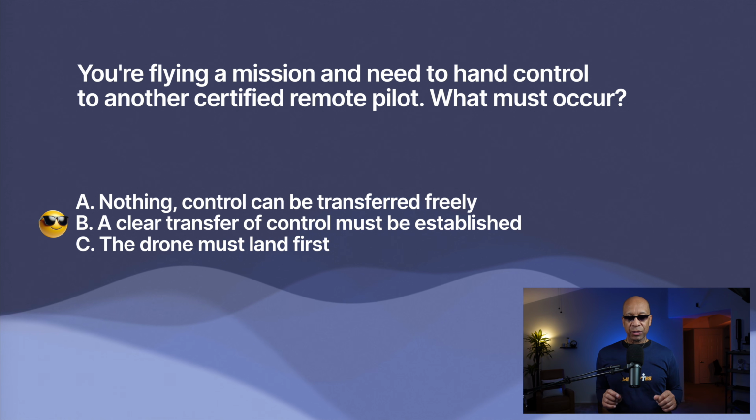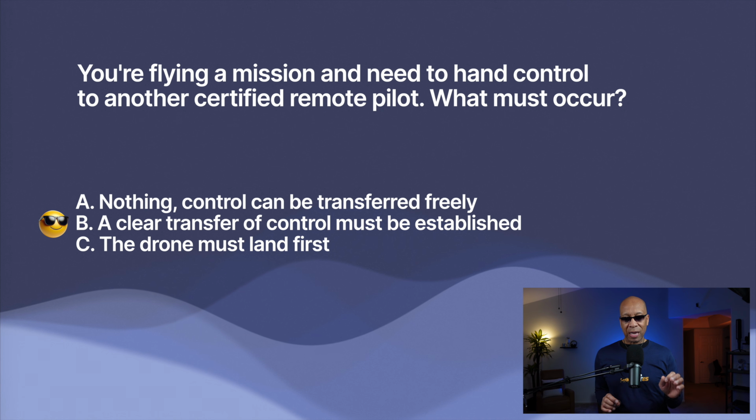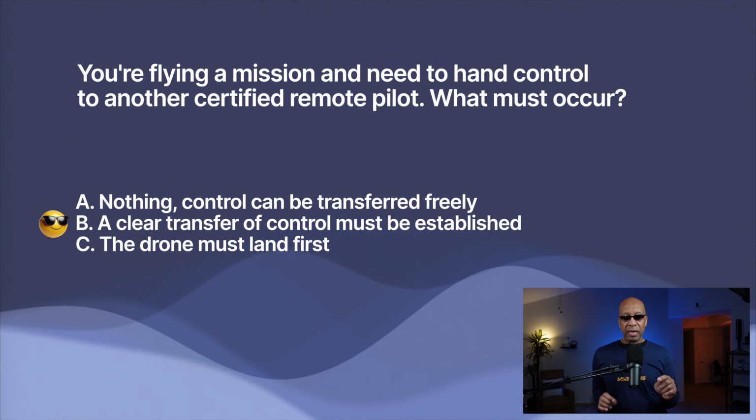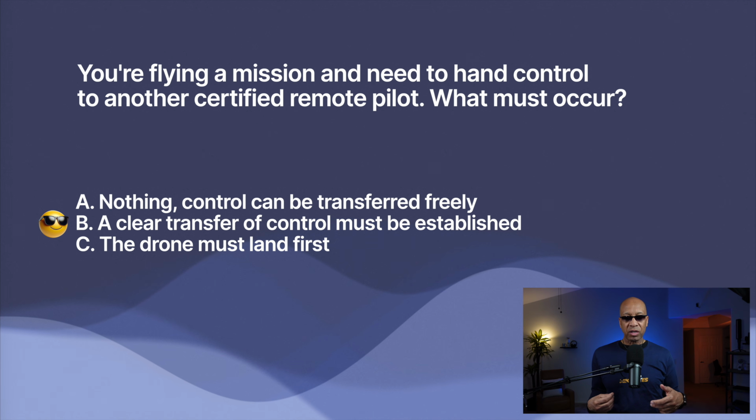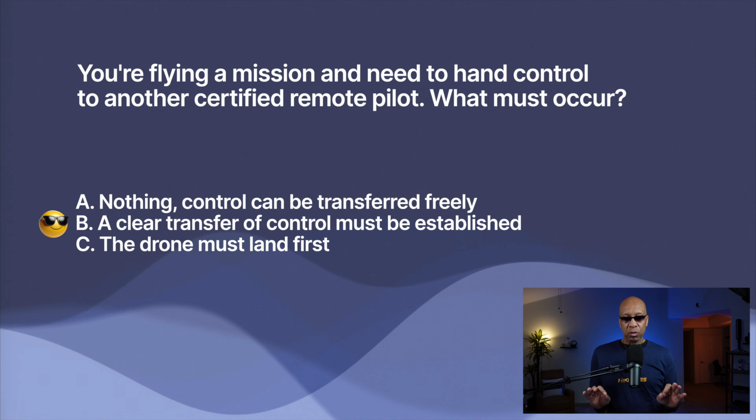The answer here is B. A clear transfer of control must be established. Let me give you the detailed explanation. You see, the FAA requires a positive transfer of control or a positive exchange of control. What this means is that both pilots clearly acknowledge who is flying the drone. Both pilots understand who is the responsible remote pilot. This prevents any confusion or accidents, and B is the correct answer.